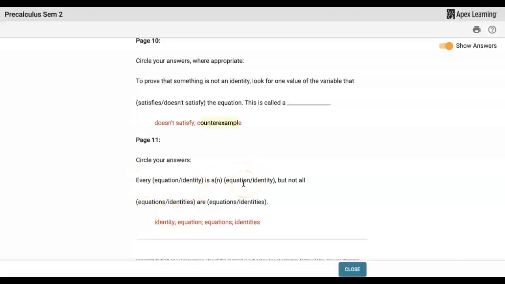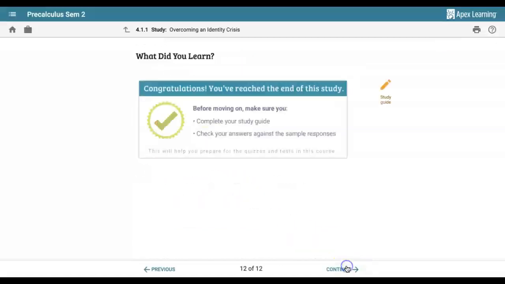Every identity is an equation, but not all equations are identities. Every equation is not an identity, but every identity is an equation. With identities, you can always plug in values, solve, and see if it's true. And it has to be true, of course, for all values in order to be considered an identity.